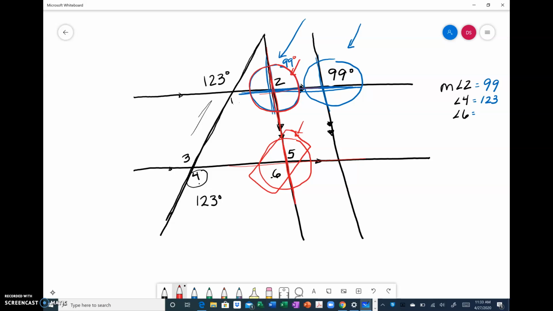And I could have done it this way as well. What the vertical angle, which wasn't labeled in your book, to angle 2 is the bottom left, and it's 99 degrees, okay? This angle right here corresponds, because it's bottom left, to this angle down here, angle 6, okay? It's bottom left. So these two corresponding angles, bottom left, have to be congruent. And so the measure of angle 6 is 99 degrees as well, okay?